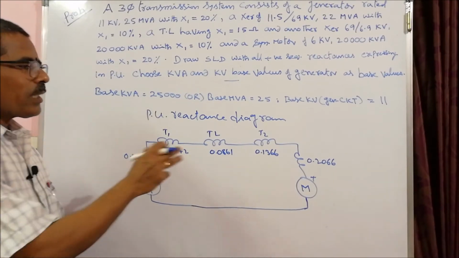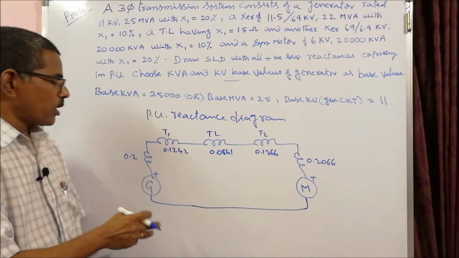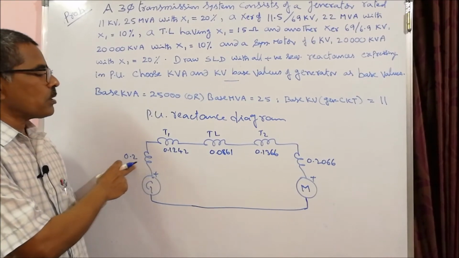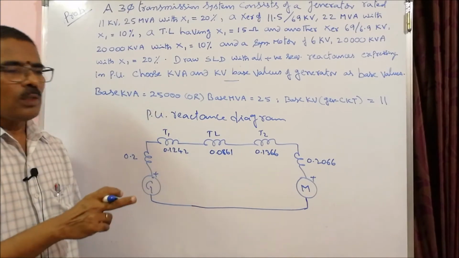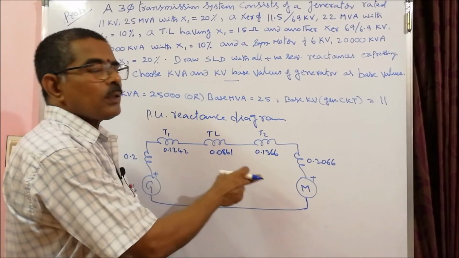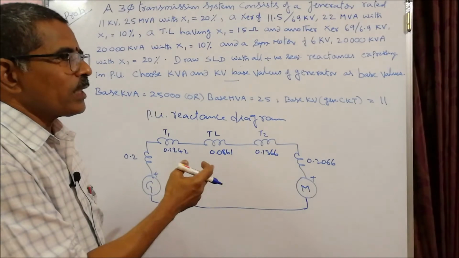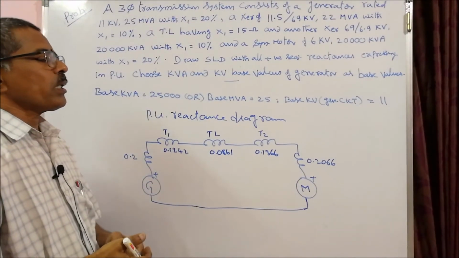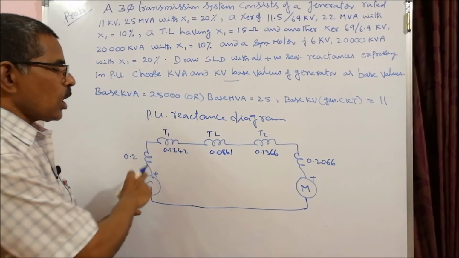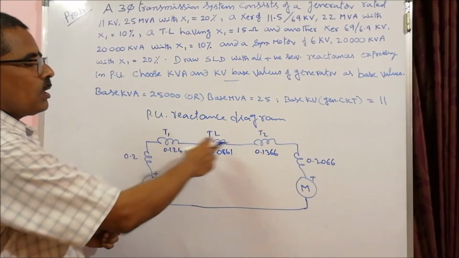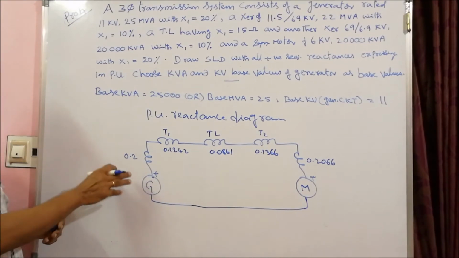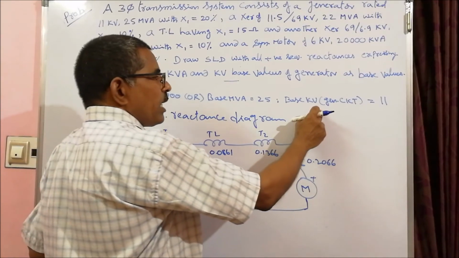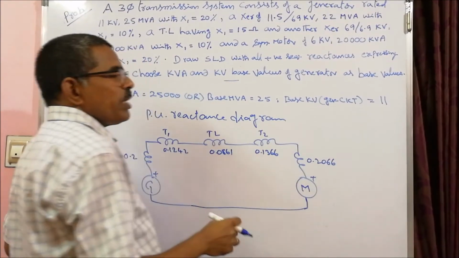So in the per unit reactance diagram, from the calculated values you can see the generator's per unit reactance is 0.2 per unit, transformer 1 is 0.1242, transmission line 0.0861, transformer 2 0.1366, and finally for the synchronous motor what we obtained is 0.2066. So these are all as per the network, they are connected. This is the per unit reactance diagram based on 25 MVA and generator base kV 11.